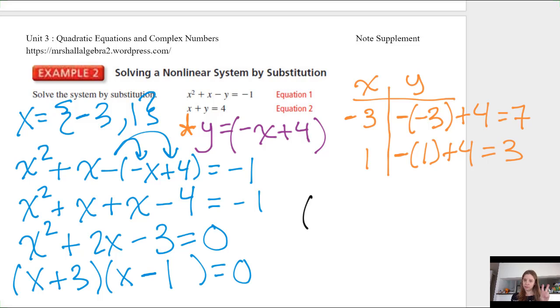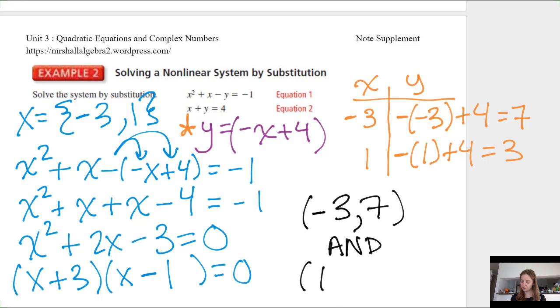So my solution here, there are 2 points of intersection if I were to graph this. That is negative 3, 7, and 1, 3.